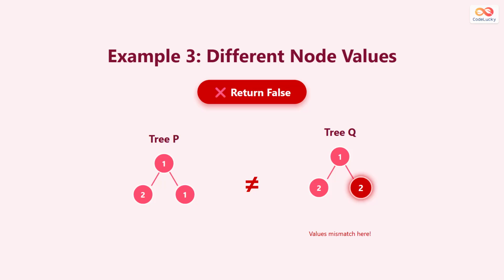What if the structure is the same, but the values differ? Here, both trees have the same shape. However, the right child of tree P is 1, while the right child of tree Q is 2. Because the values at this specific position are different, the trees are not identical. We return false.